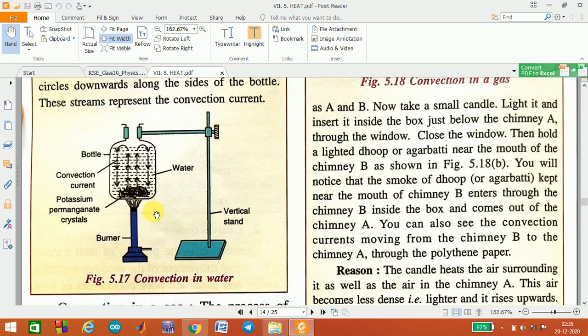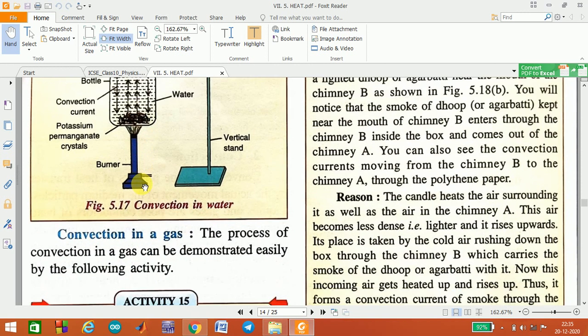Okay, then what will happen? We will see that the colored stream will move upward. The colored part will move upward, and the uncolored part will move downward. So you can see a stream-like structure, and that stream is called convection current. Okay, so this is convection in the case of liquid.